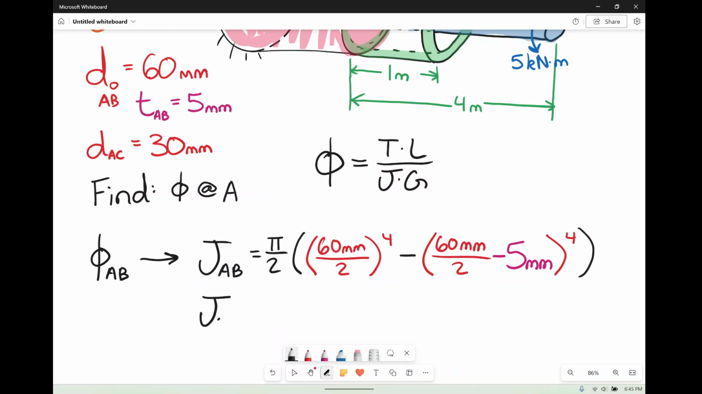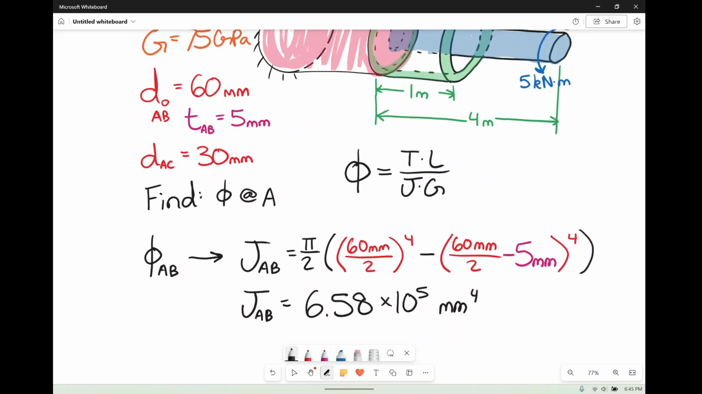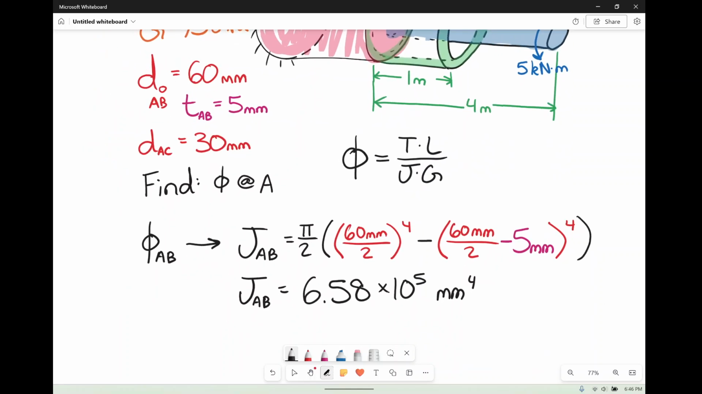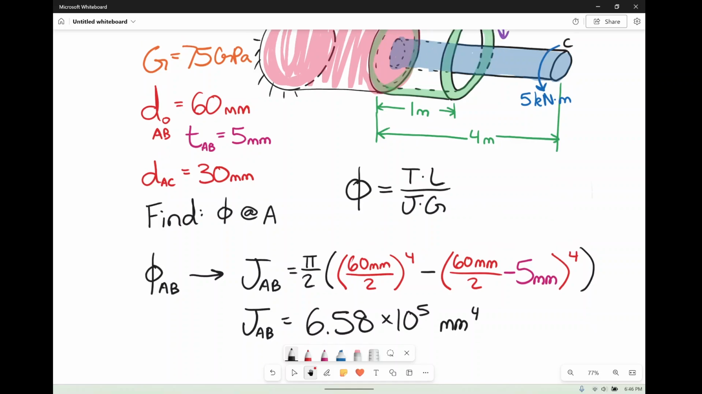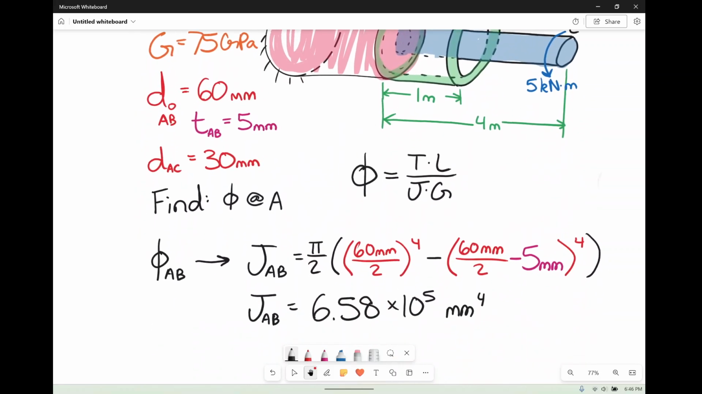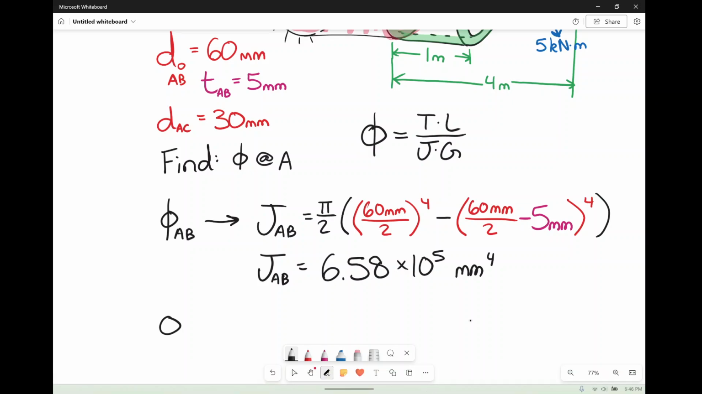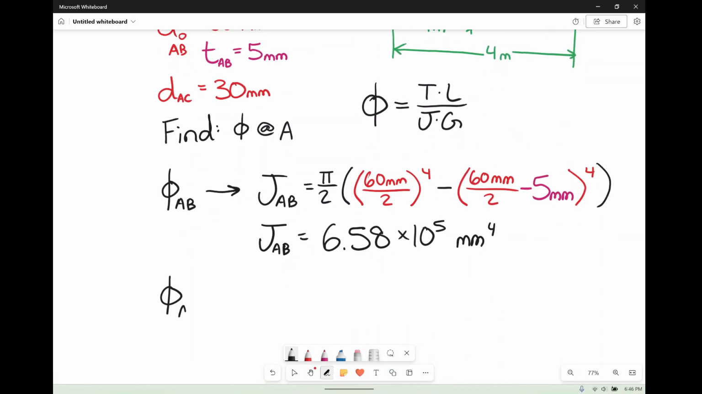So we're going to get that J for section AB here is going to be 6.58 times 10 to the 5th, actually, millimeters to the 4th. Now wall thickness was pretty skinny. So there we go, 6.58 times 10 to the 5th millimeters to the 4th for J. G is given, L is given. L is going to be that 1 meter, and T is given. So now we can actually solve for the angle of twist at A caused by B.